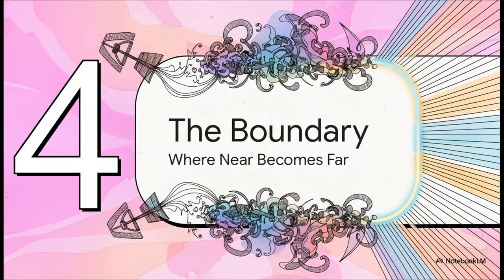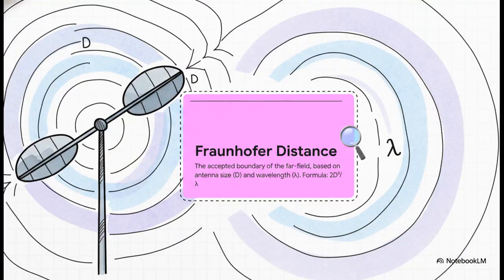Okay, this is all great, but let's get down to brass tacks. As an engineer, you're probably asking, so where's the line? Where does that messy near field end and the predictable far field begin? Well, the officially accepted boundary is called the Fraunhofer distance, and thankfully, there's a pretty straightforward formula for it. 2 times d squared divided by lambda.